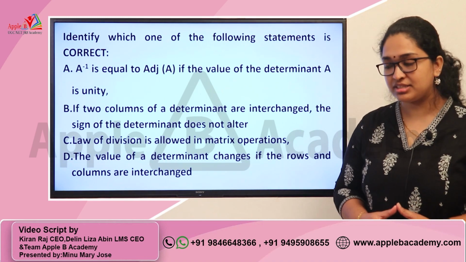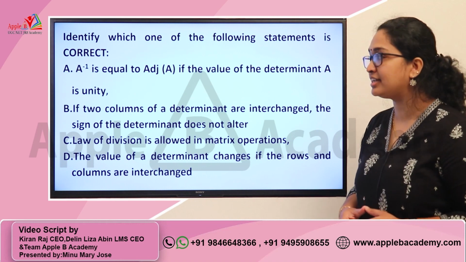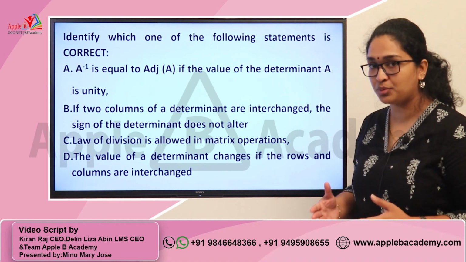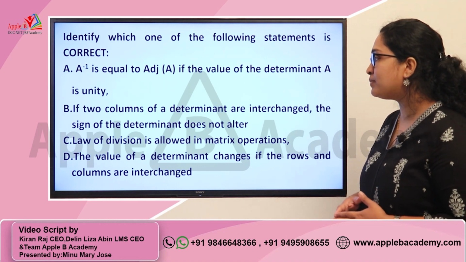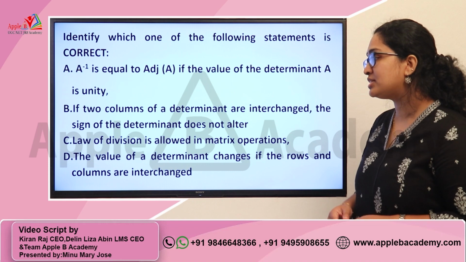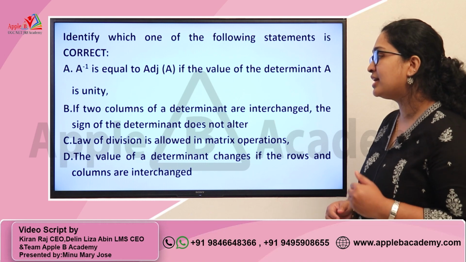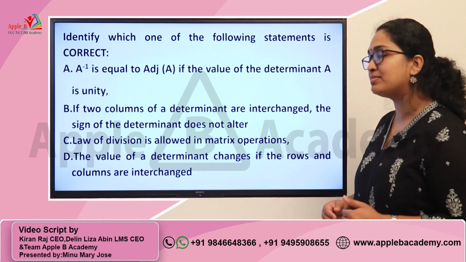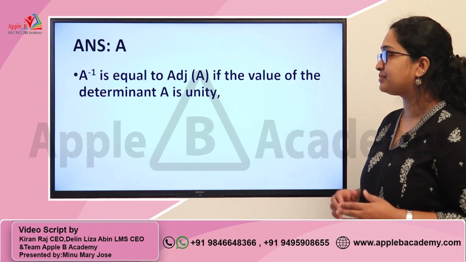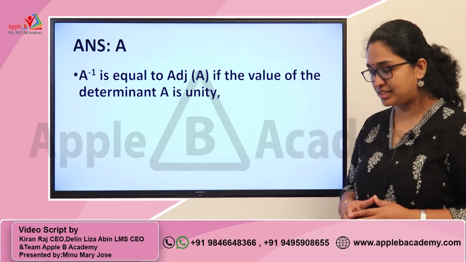The next question is from mathematical economics and also from matrices. The question is, identify which one of the following statements is correct. The statements given are A inverse is equal to adjoint of A if the value of determinant A is unity. Second statement, if 2 columns of a determinant are interchanged, the sign of the determinant does not alter. Option C, law of division is allowed in matrix operations. And the final statement, the value of a determinant changes if the rows and columns are interchanged. So, the right answer given is option A, that is A inverse is equal to adjoint of A if the value of determinant A is unity.